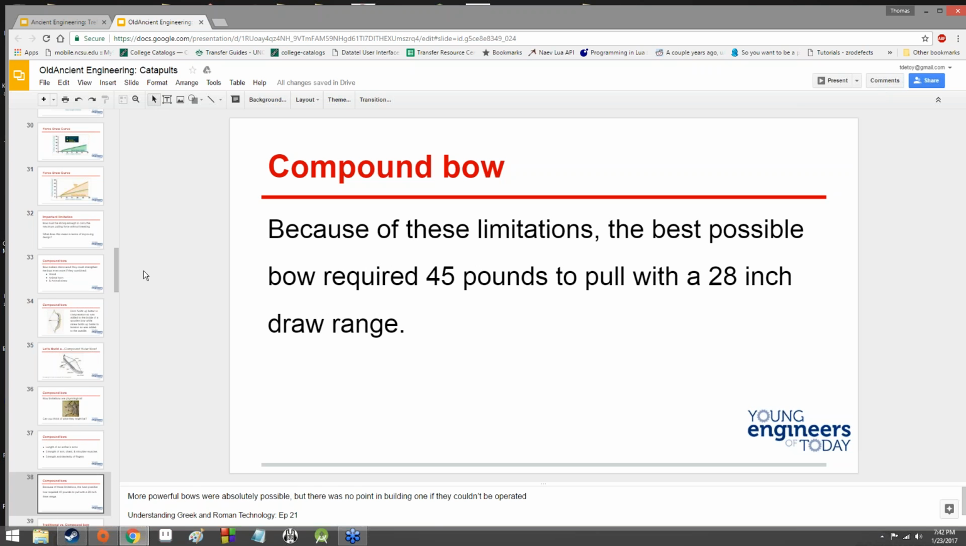So because of these limitations, the best possible bow required 45 pounds to pull with a 28-inch draw range. Any more than that, it couldn't be any more poundage, and it couldn't be reliable. Any larger than that, and they couldn't guarantee that people were going to be able to draw them back all the way. Now, granted, there are heavier bows that exist out there in the world today, but from the perspective of being able to use them regularly in a battlefield environment, anything more than 45 pounds just became unwieldy.